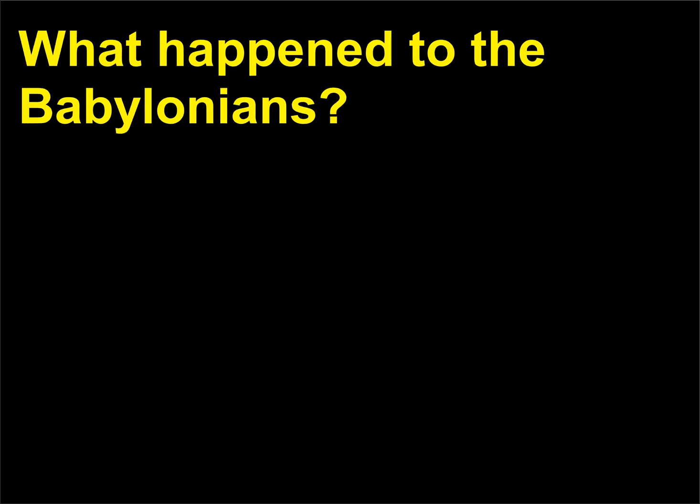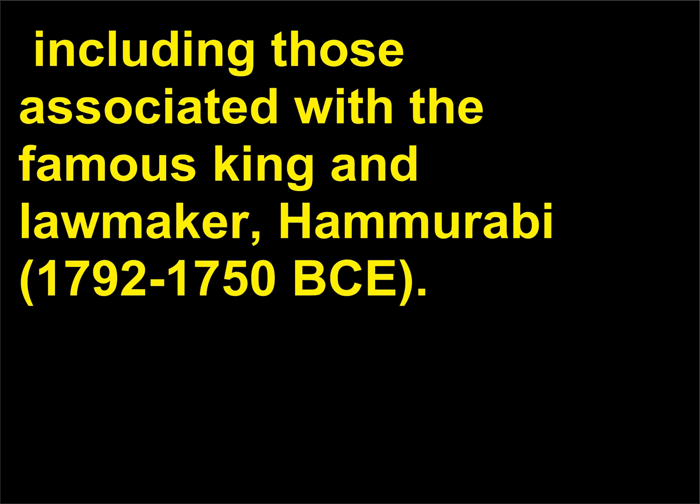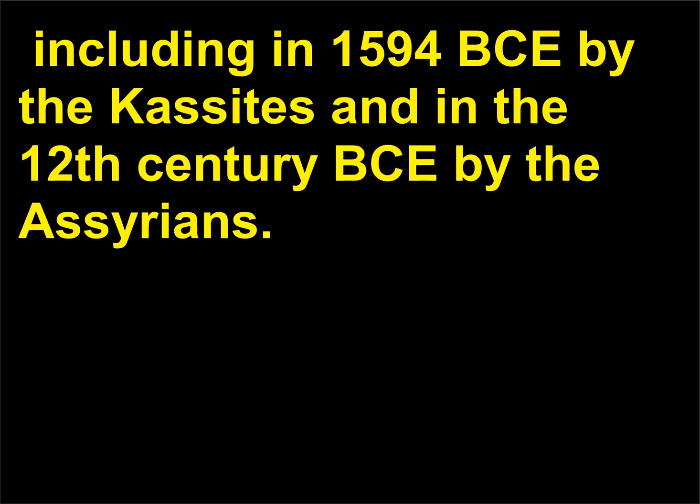What happened to the Babylonians? After the Amorites, a Semitic people, founded Babylon, there were several dynasties that ruled the area, including those associated with the famous king and lawmaker, Hammurabi, 1792 to 1750 BCE. It was periodically taken over, including in 1594 BCE by the Kassites and in the 12th century BCE by the Assyrians.